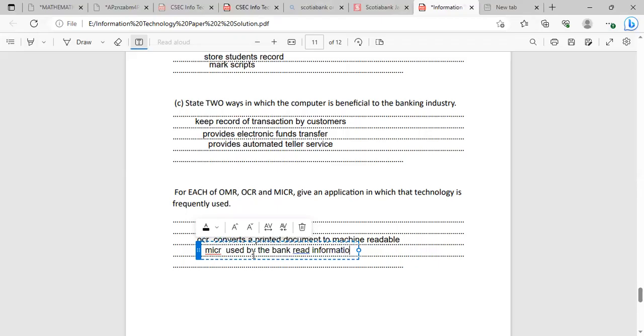All right, guys, seems like we come to the last page. Let's recap what we just did. So you look at the OMR, and that's the multiple choice. OCR converts a printed document to machine readable, and the MICR is used by the bank to read information on checks. Let's go. Thank you guys for staying till the end.